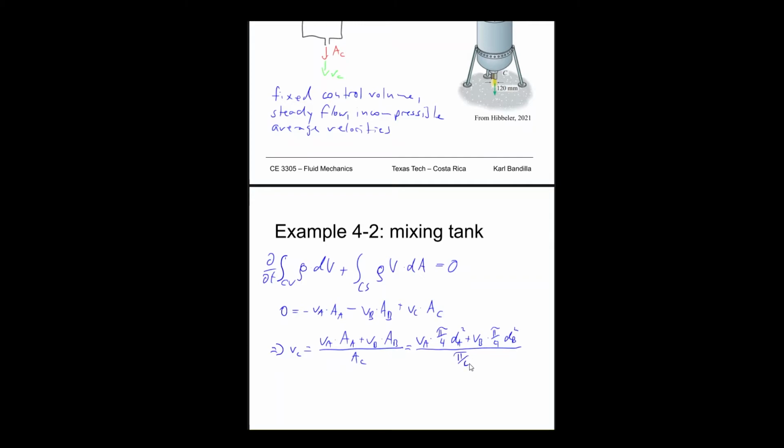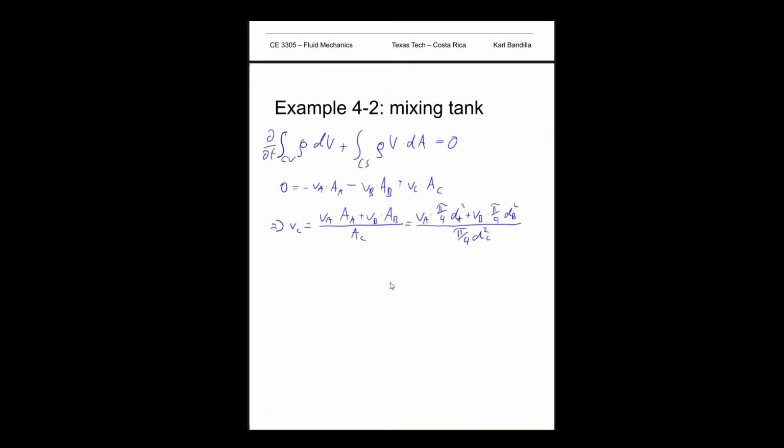And then at C, it's also pi over 4 dC squared. Of course, if we have all those pi over 4s, we can just cancel all those out. So we would be left with VA times dA squared plus VB times dB squared divided by dC squared. So if we plug in numbers, then we get 6 meters per second times 0.1 meter squared plus 3 meters per second times 0.08 meters squared divided by 0.12 meters squared, and that gives us 5.5 meters per second.